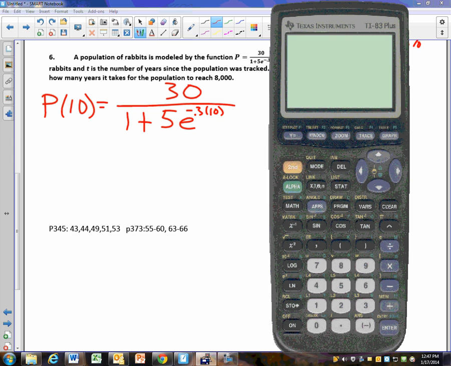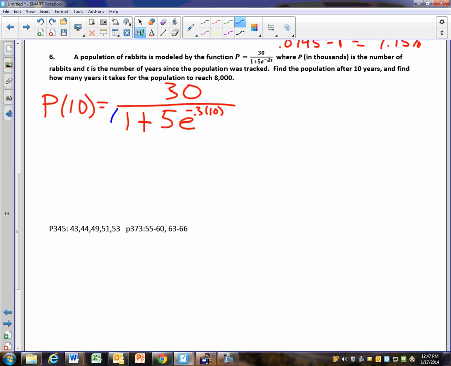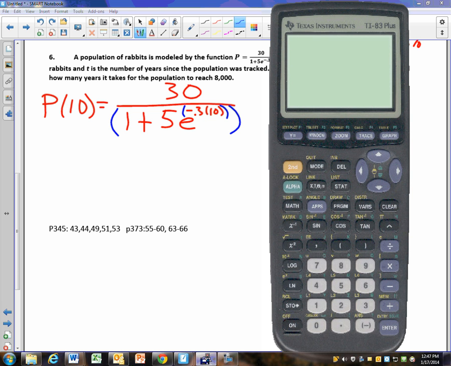It doesn't matter how smart the class is, there's always a few people who don't type this correctly into the calculator because it's not something you've generally done before. So let's just make sure our parentheses are in the right spot. You're going to have to put parentheses on the bottom, right? And then you're probably going to need parentheses on your exponent, because when you type in E, it automatically generates your parentheses. So 30 divided by parentheses, 1 plus 5e to the, what's negative 0.3 times 10? Negative 3.